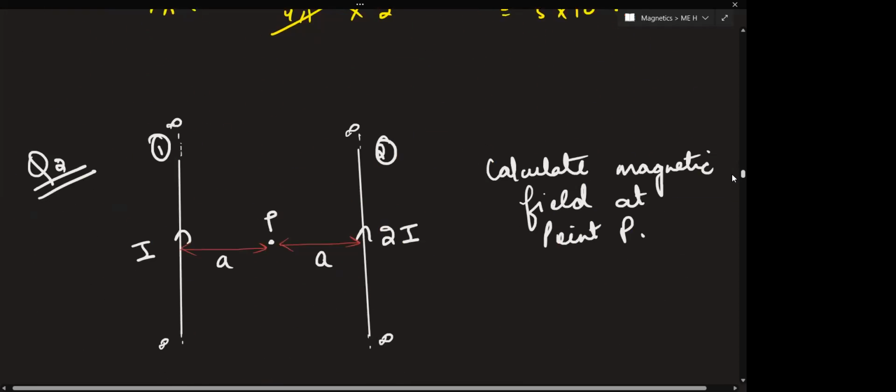All right, then try this question. Both of them are infinitely long wires. You have to find out the magnetic field at this point P. Try this.